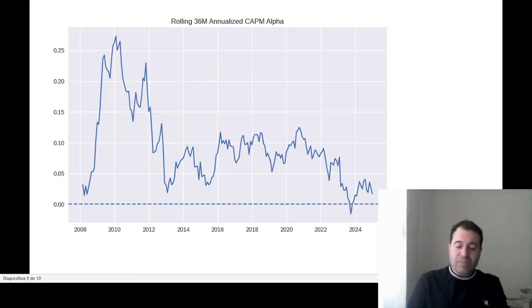Rolling CAPM alpha. Finally, I estimated rolling CAPM alpha. The question here is simple. Are these returns just market beta? Or is the strategy generating excess returns? The rolling alpha remains positive across most periods. That suggests the strategy may be producing returns beyond passive market exposure.